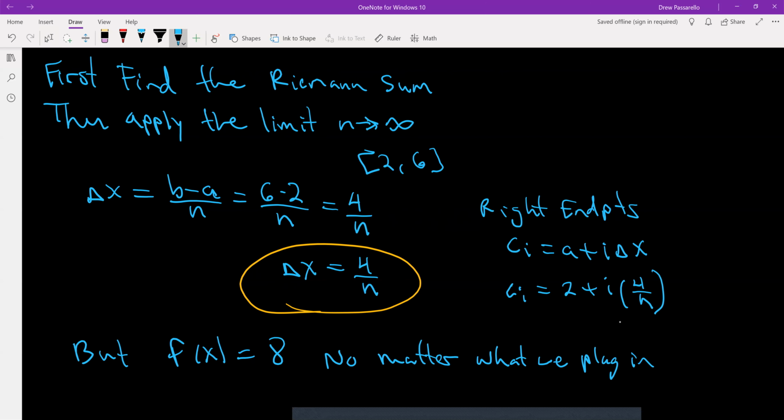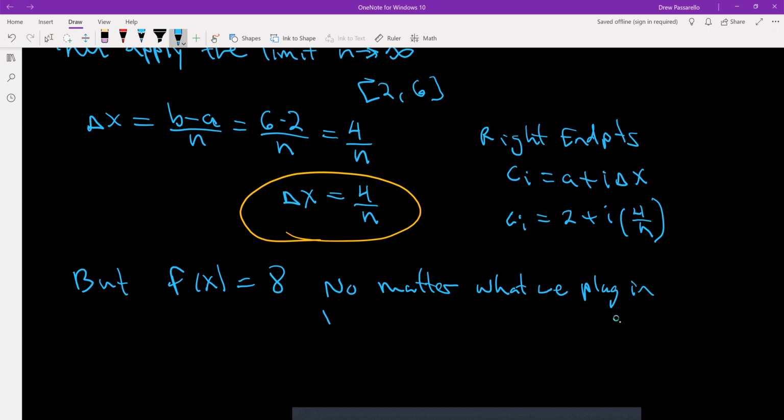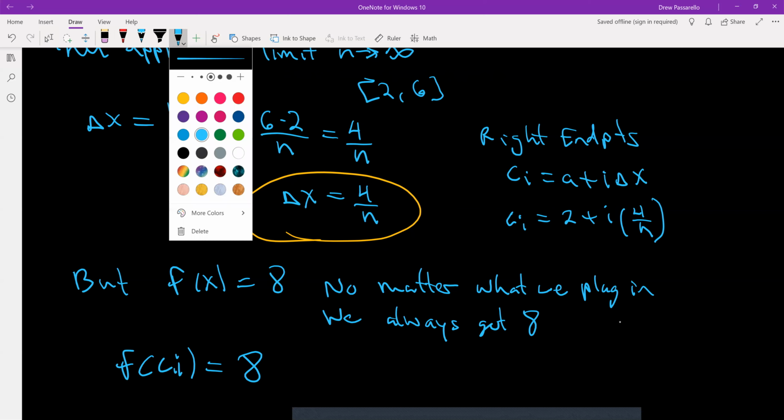So no matter what we plug in, we always get 8. So f of ci is actually just 8, because there's no x that I would substitute into that whole thing, 2 plus 4 over n times i, because it's just 8. So that's what we use for f of ci.